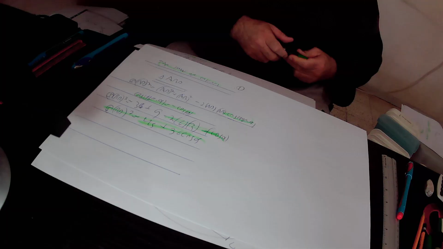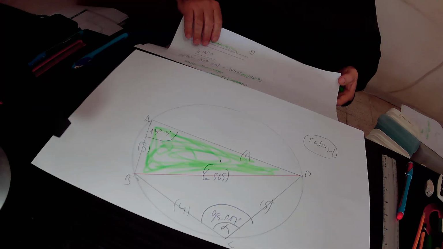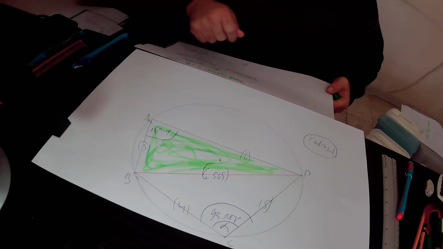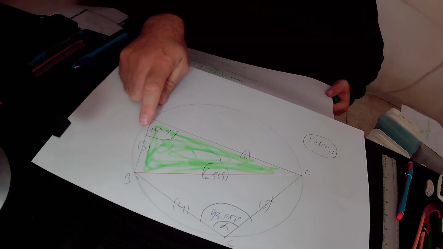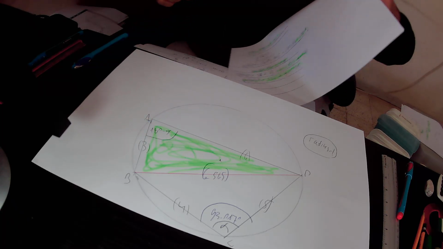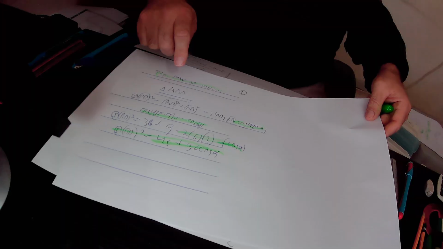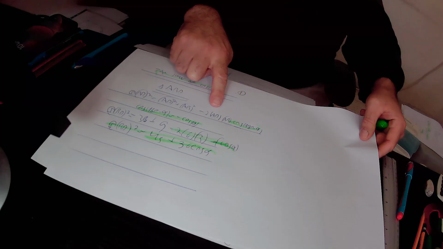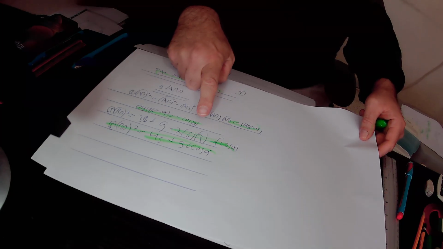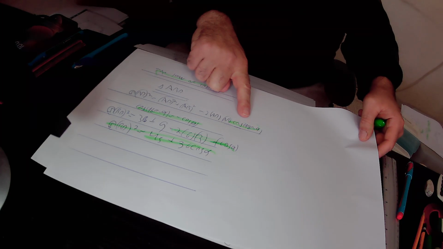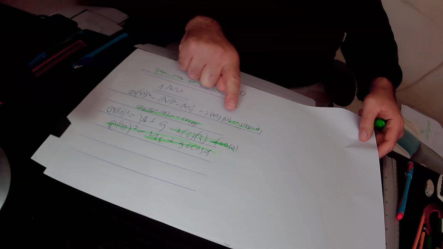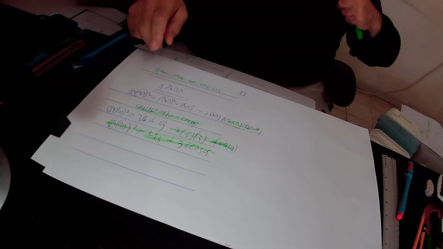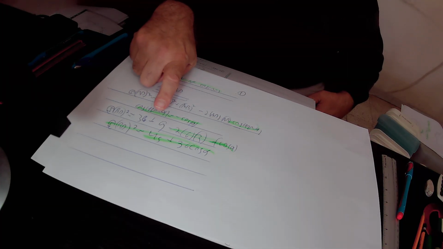So in total, we found out that BD squared equals AD squared. AD is 6, therefore AD squared is 6 squared, that is 36. Plus AB squared. AB is 3, therefore AB squared is 9. Minus 2 times AD, that is 6, times AB, that is 3, times cosine (180 degrees minus alpha), which according to the identity equals minus cosine alpha. So BD squared equals 36 plus 9, that is 45.